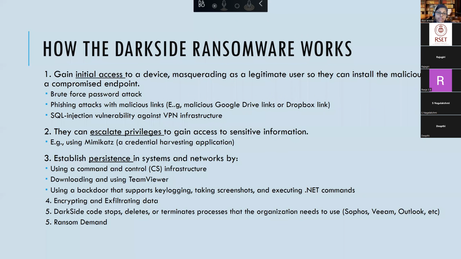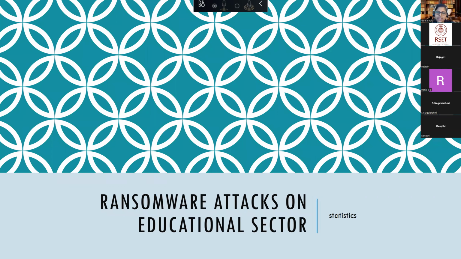They stole the data, and then they stopped, deleted, and terminated the processes that the organization used, like Sophos, which was used for endpoint security, Veeam, which was used for backup solutions, and Outlook, and all those things. This was done normally to make the recovery very difficult. And finally, as a last step, is the ransom demand. As I said earlier, they demanded $4.4 million in order to give back the system. So that's one of the case studies related to ransomware attacks.